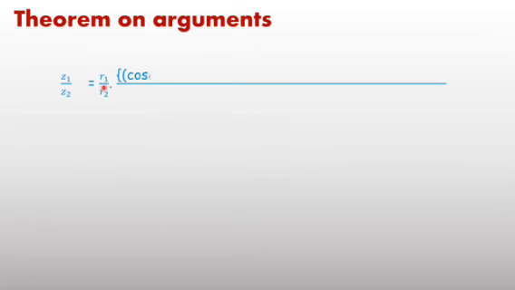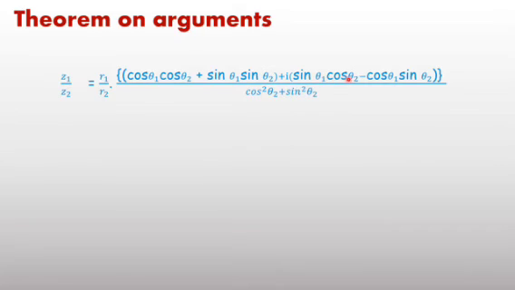as r1 upon r2, numerator cos theta 1 cos theta 2 plus sin theta 1 sin theta 2, plus i (sin theta 1 cos theta 2 minus cos theta 1 sin theta 2). And the denominator is cos square theta 2 minus i square sin square theta 2. The value of i square is minus 1, therefore plus sin square theta 2. And then in the denominator apply the formula cos square a plus sin square a equal to 1.